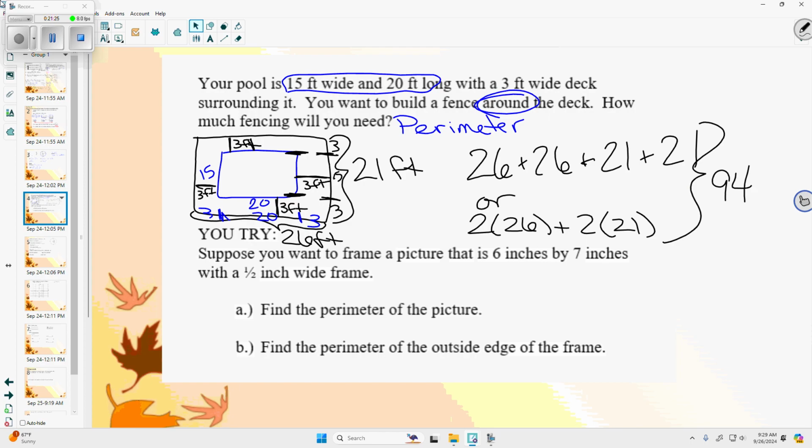Did we find area? So what's just feet? Square feet's when we find area. All right, are there questions on how we got the 21 and the 26? Great, then you're on the next problem where it says you try. Go.